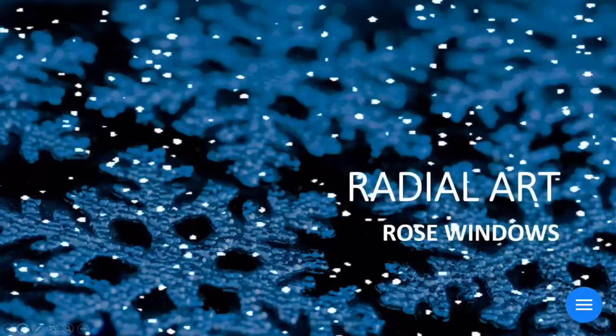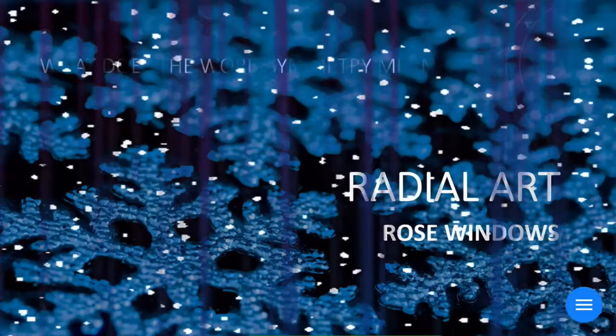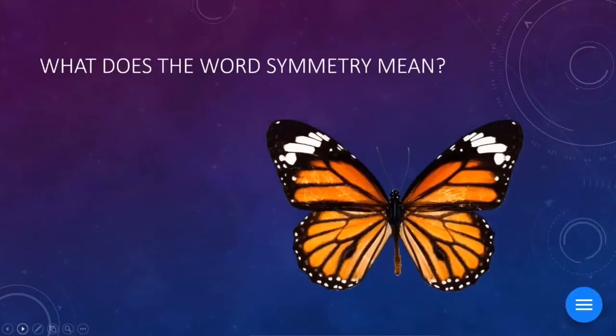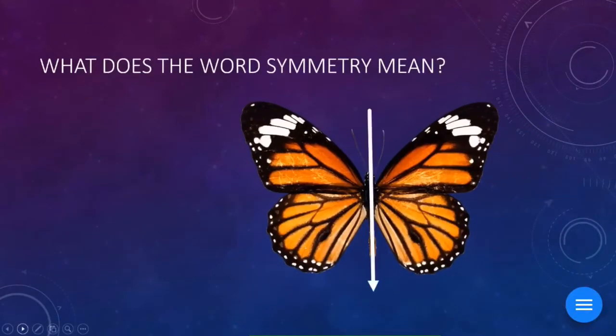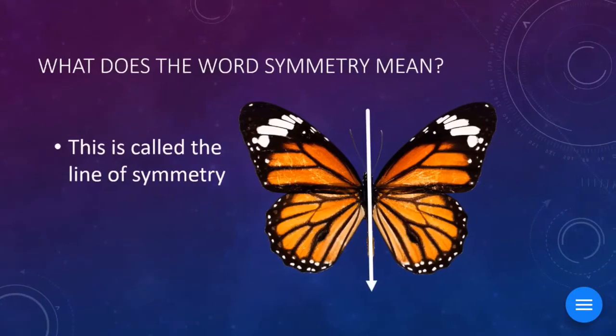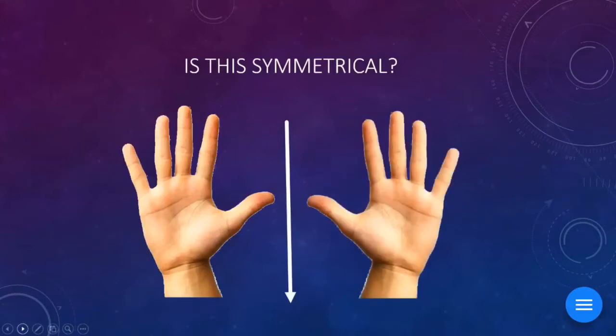Today we're going to learn about what radial art is, and in particular, rose windows. So what does the word symmetry mean? You might know symmetry, like in butterflies, where you can divide it down the middle and have it be the same on both sides in a reflected kind of a way, like in a mirror. That line, by the way, is called the line of symmetry. So if I have two images that are the same on both sides with the line down the middle, does it make it symmetrical? No, it has to be flipped over in order for it to be symmetrical.